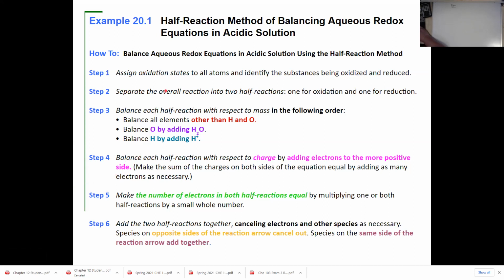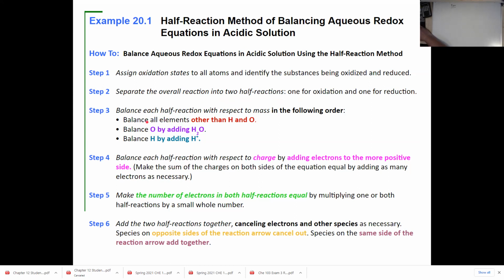Step by step going through the balancing process, you'll see that the first step is going to be to assign oxidation states to every atom that's in the reaction so that we can identify what is being oxidized and what's being reduced. Okay. Once we figure that out, we're going to split the overall reaction into what we'll call two half reactions. One half reaction will represent oxidation and the other will represent reduction. Then we're going to start our balancing process, and we're going to balance one reaction at a time. Doesn't matter which one you do first, you just have to balance one at a time. And when we're balancing these, we have to balance in this particular order.